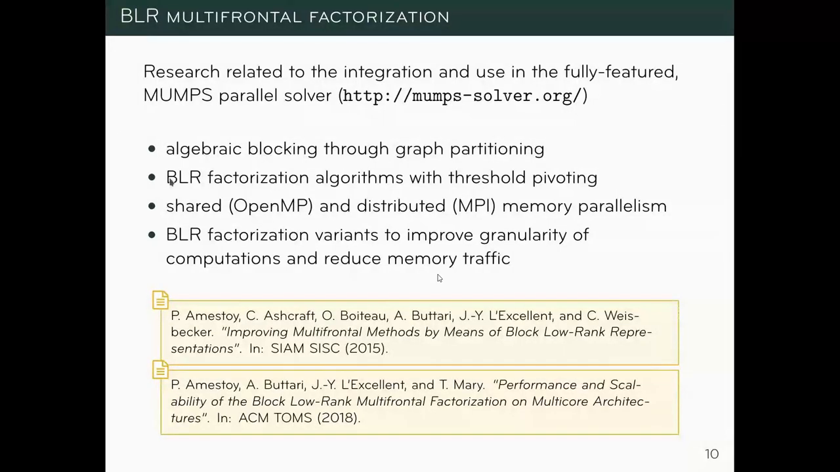We developed parallel methods for both shared and distributed memory parallel machines. And then we also designed methods and operations that can cope with the very small granularity of operations, because when we use block low rank, the data is decomposed into small blocks, which are furthermore compressed. And therefore, the efficiency of operations is lesser, and we have to deal with this source of inefficiency. So all this work is described in these two papers here.